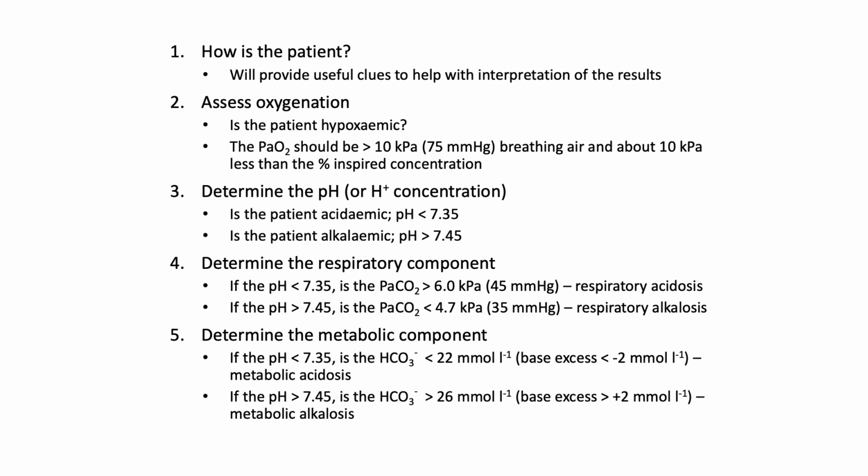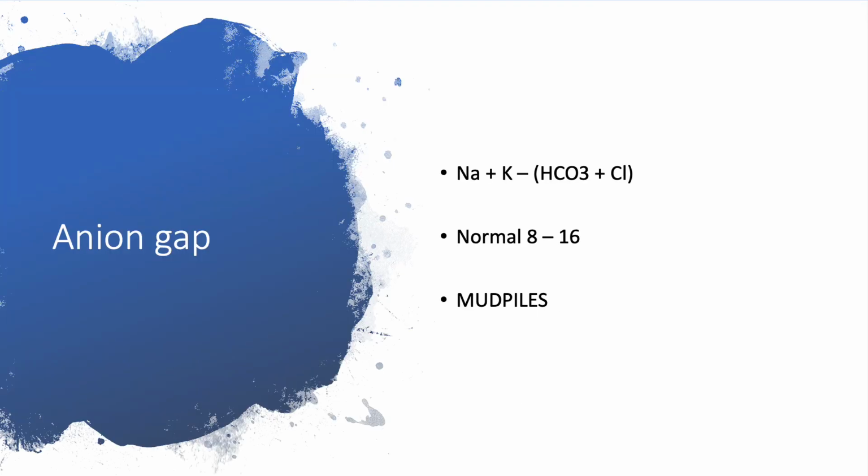You can do other things as well, to try to home in on the diagnosis of the patient. For example, you can do an anion gap calculation. This is a very simple calculation. It's the sodium plus the potassium minus the bicarbonate and the chloride. Normal values are 8 to 16, if you're using potassium as well.